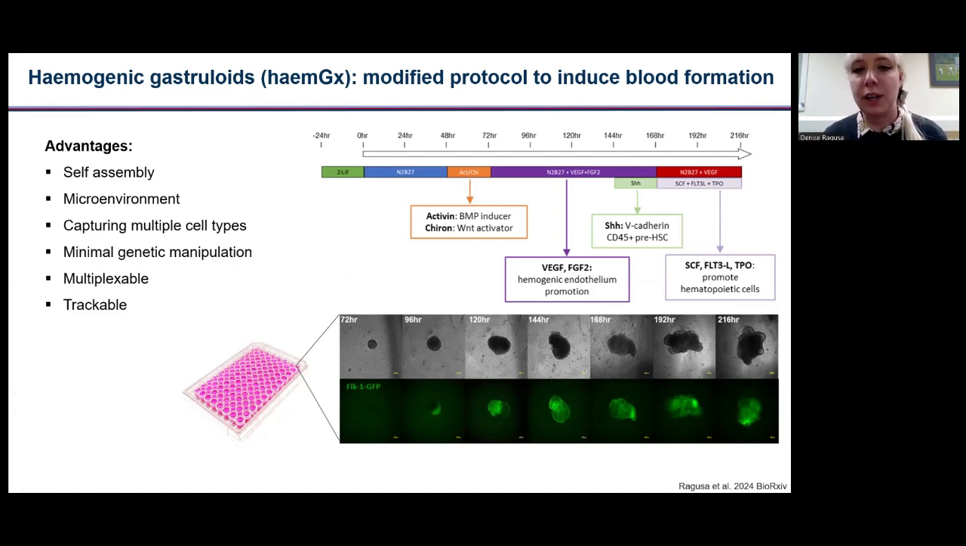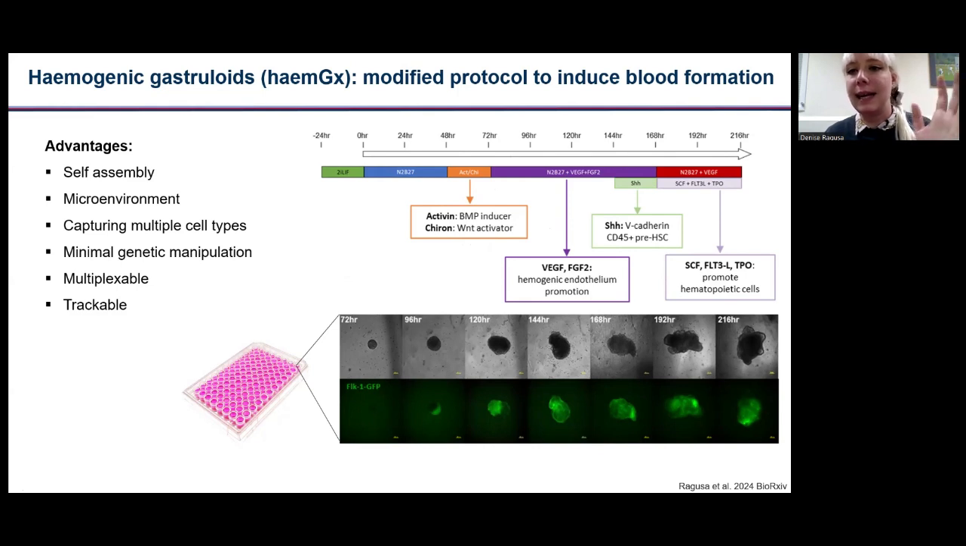You can see that it becomes green around 96 hours in. So we modified the original protocol to extend to about 216 hours, and we added some specific cues to induce the formation of blood. Very early on, we induce an activin and chiron pulse that induces the BMP and Wnt to really start the promotion of the hemogenic endothelium, which comes slightly after with the addition of VEGF and FGF2.